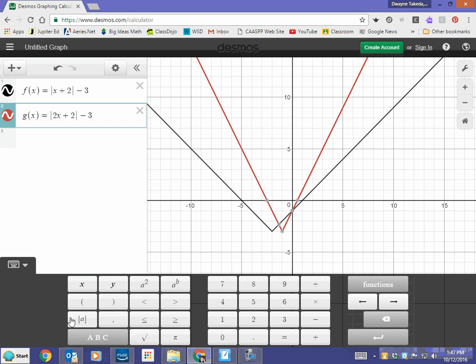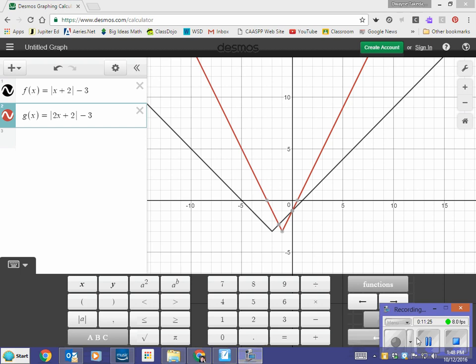So you'll see that this one is stretched. This one is stretched because we're multiplying here. Excuse me, it's a horizontal shrink. We can think of graph G as a horizontal shrink of graph F by a factor of 1/2, because we have that 2 in there. So remember, it's the inverse.